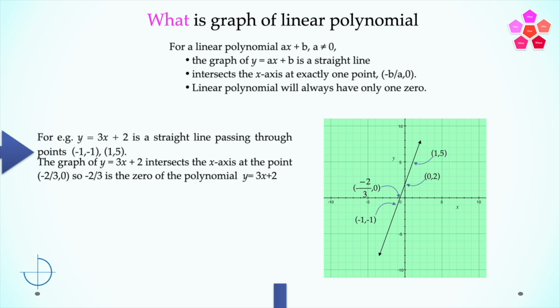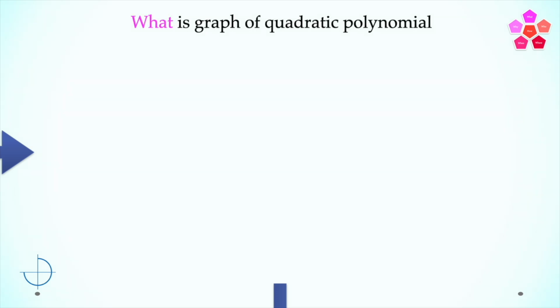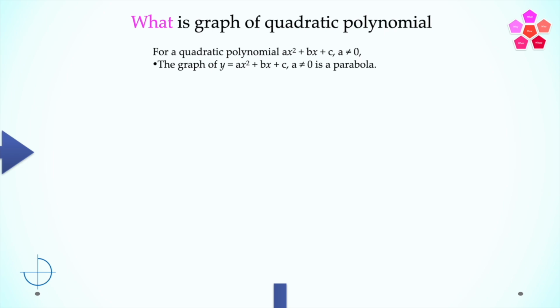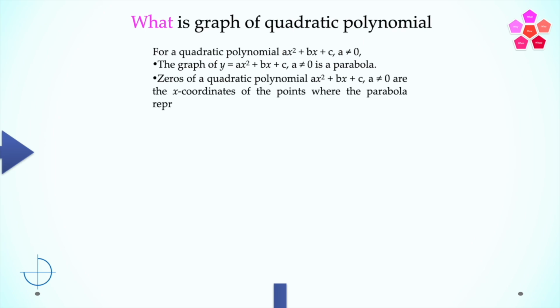Now let's see what is the graph of a quadratic polynomial. For a quadratic polynomial of the form ax squared plus bx plus c, where a is not equal to 0, obviously as if a is equal to 0, then it would become a linear polynomial. The graph of y is equal to ax squared plus bx plus c, where a is not equal to 0, is a parabola. Zeros of a quadratic polynomial ax squared plus bx plus c, where a is not equal to 0, are the x-coordinates of the points where the parabola representing y is equal to ax squared plus bx plus c intersects the x-axis.